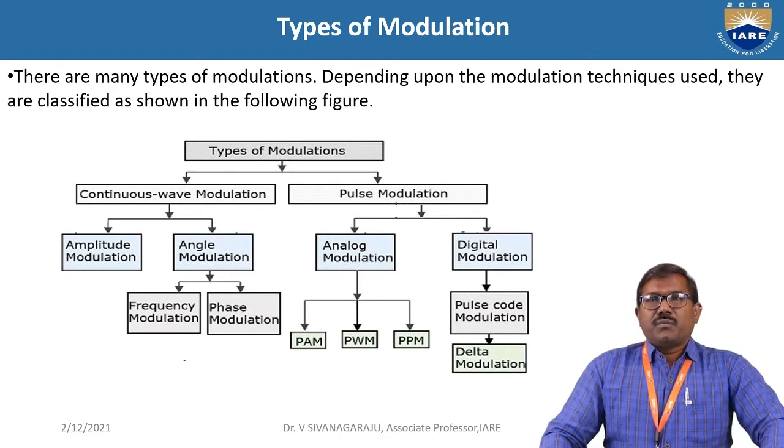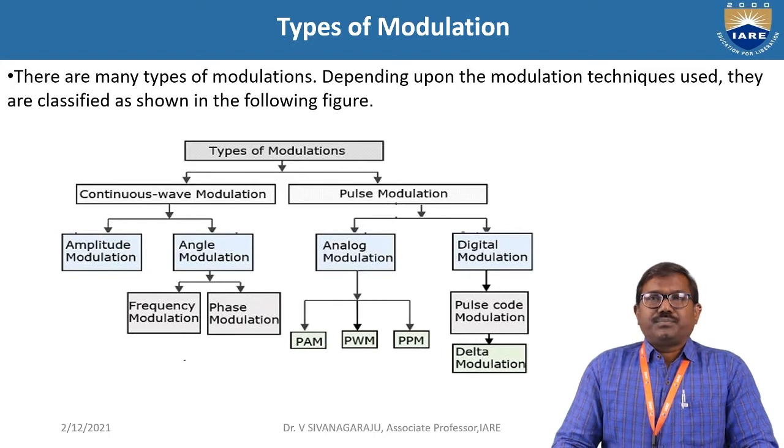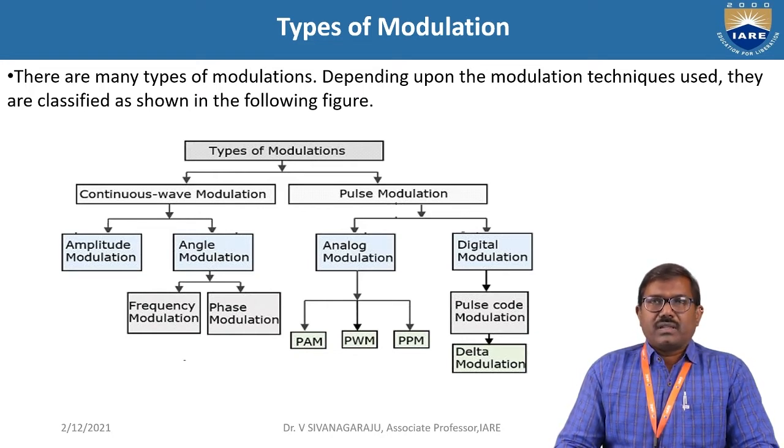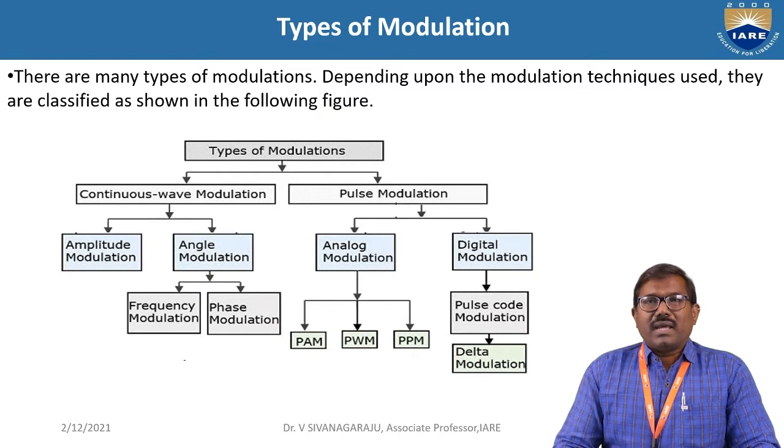Already in the previous slide, we discussed what is amplitude modulation, what is frequency modulation, what is phase modulation. Why? These are the parameters of an analog signal: amplitude, frequency, and phase. If any characteristic is varied in accordance with the message signal, we can call it such type of modulation.